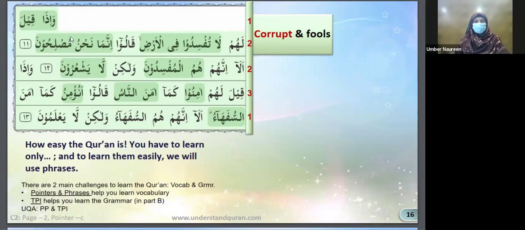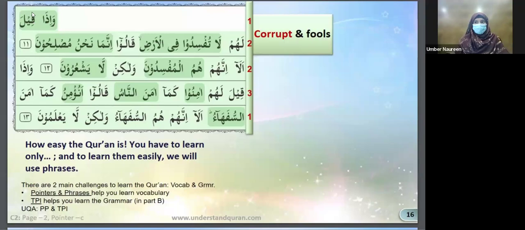You can unmute and answer, or you can write in the chat box. Harf. Iza, you have already studied it in QC1. What is wa? And when? It means and when. Is it ism, fail, or harf? Harf. Qila, are you familiar with these root words kaf, waw, and lam?